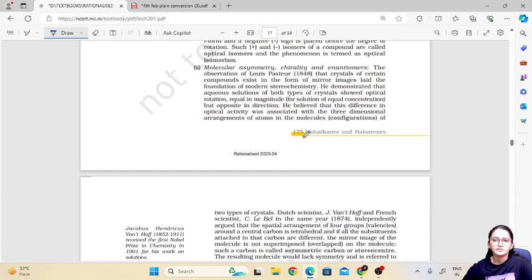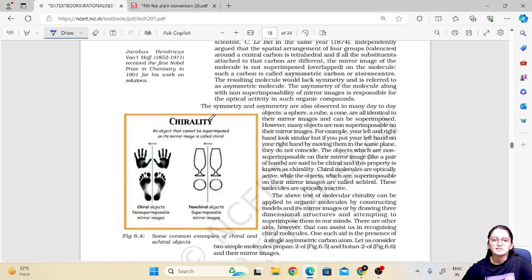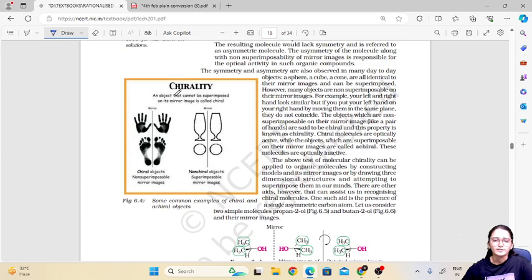Then molecular asymmetry, chirality and enantiomers. Molecular asymmetry means compounds which are not symmetrical come under this. We can see these simple examples. An object that cannot be superimposed on its mirror image is called chiral. If you look at our hands, we cannot superimpose them, so they are chiral. Chiral means they cannot be superimposed on each other, even legs. But non-chiral objects can be superimposed.